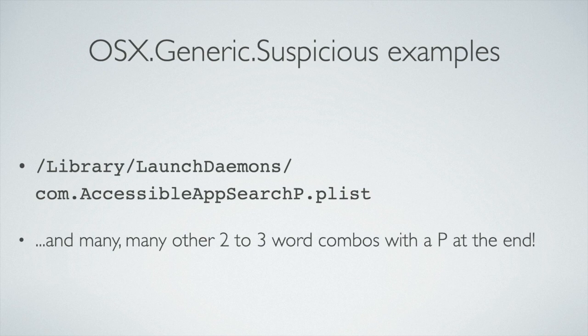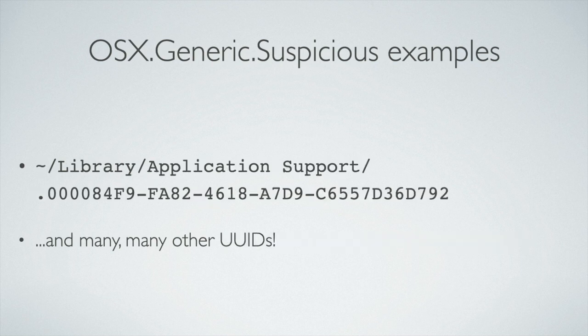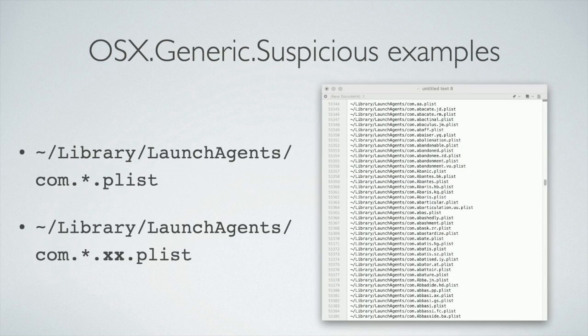We see a lot of these. So it's a launch daemon again that's named com. and 2 or 3 words that are randomly chosen, I believe, from a dictionary, with a P at the end, .plist. So we see tons and tons of these coming through. There's this folder in Application Support. We see tons of these where it's just a dot with a UUID after it, and there's some pretty suspicious stuff inside that folder. Lots and lots of other UUIDs there.